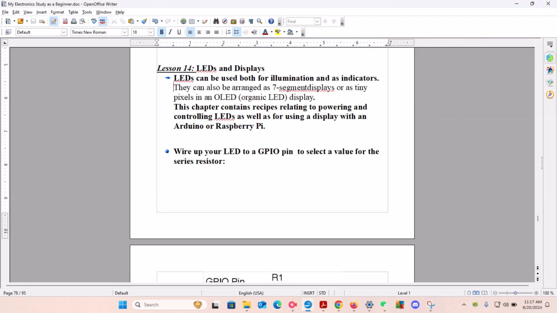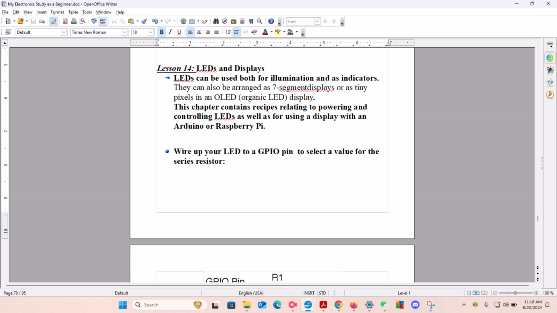Now, let's start with the topic of basic electronics. Specifically, in this lesson, we're going to talk about LEDs and displays. LED stands for light emitting diode, and LCD stands for liquid crystal display, and displays themselves.